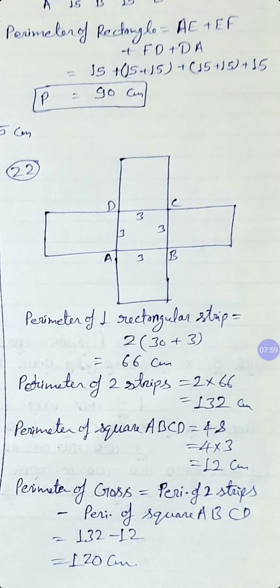So for this, we can find out the perimeter of the square which is formed, ABCD. ABCD is a square. We have to find out the perimeter of this one, and we can reduce it from our cross perimeter. So perimeter of square is 4 into s. We have the formula 4s. So 4 into s, s is 3, so 4 threes are 12. This is the perimeter of the square. Now perimeter of cross will be perimeter of two strips minus perimeter of square ABCD. So perimeter of two strips is 132 minus square perimeter, that is 12. Subtract this, 120 centimeters. So this is how we solve this question. Thank you.